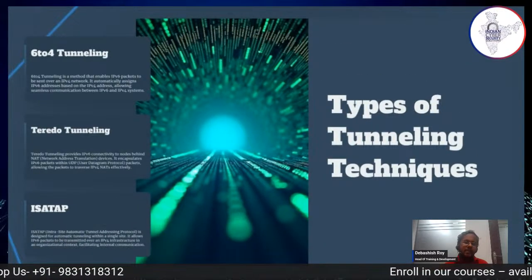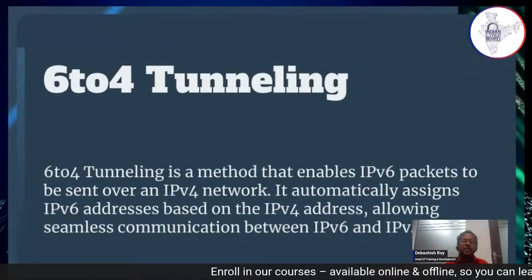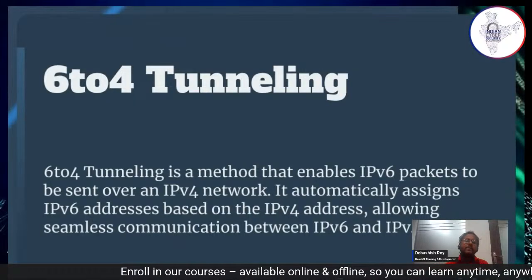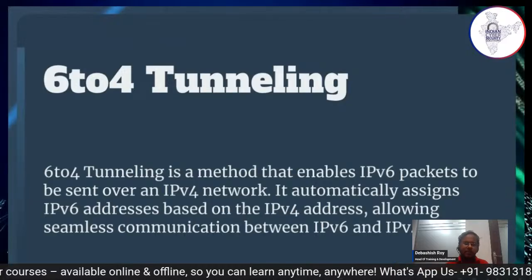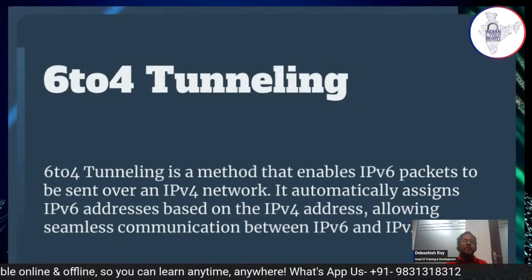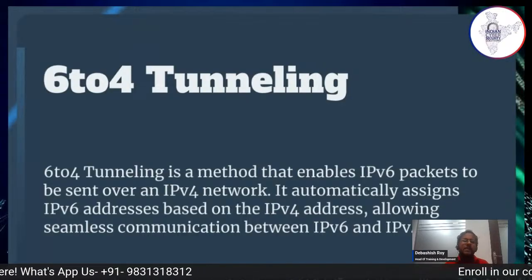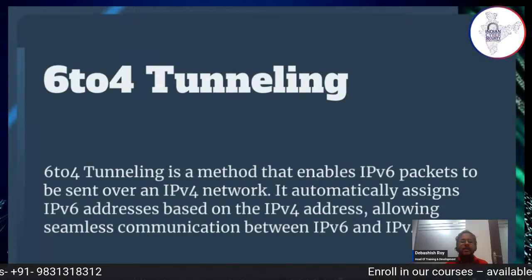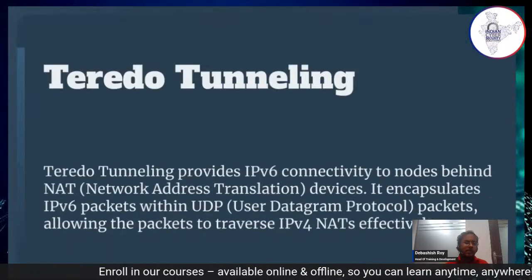Now, what are the types of tunneling you have? One is 6 to 4 tunneling. 6 to 4 tunneling is a method that enables IPv6 packets to be sent over an IPv4 network. So there are IPv6 and IPv4 addresses on both sides, and IPv6 packets are sent within IPv4. Then it automatically assigns IPv6 addresses based on the IPv4 address, allowing seamless communication. That is one tunneling. Another is Teredo tunneling.